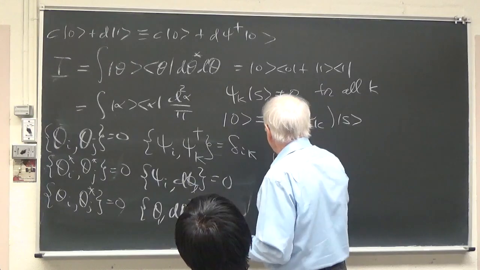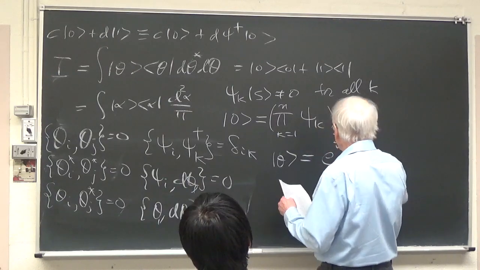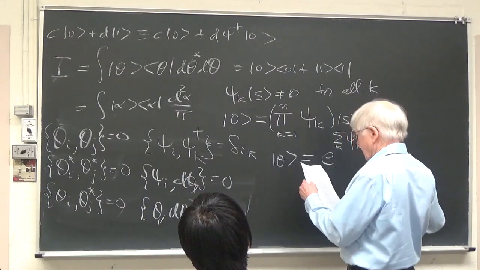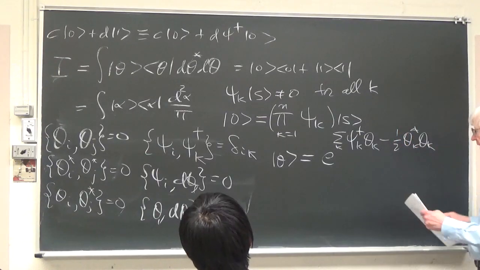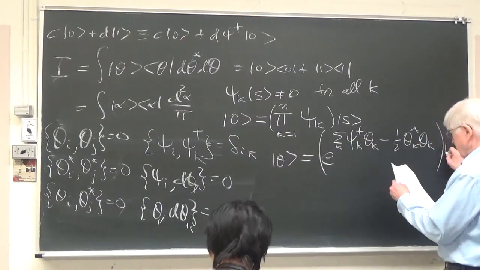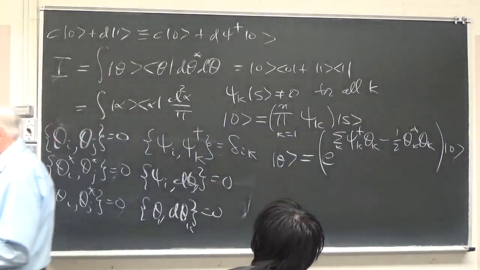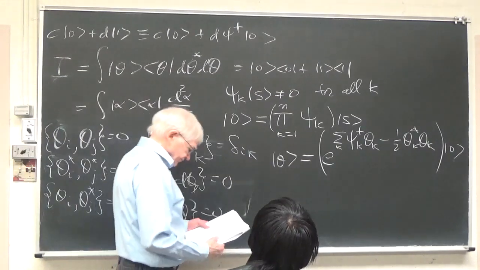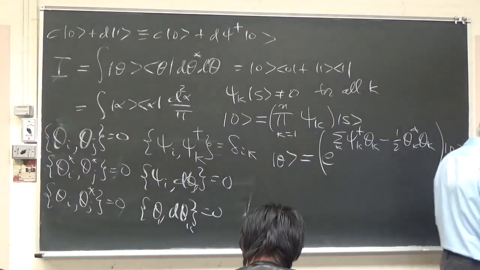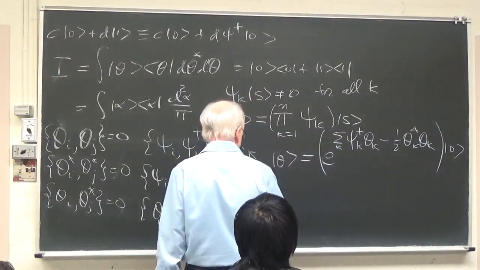And then you define a multi-particle coherent state, which is e to the sum over k of psi k dagger theta k minus a half theta k star theta k, all of that acting on our vacuum, which was defined up here. And one thing which is in the notes is that these are eigenstates of the fermionic operators. This state theta, let me just write down the rule.